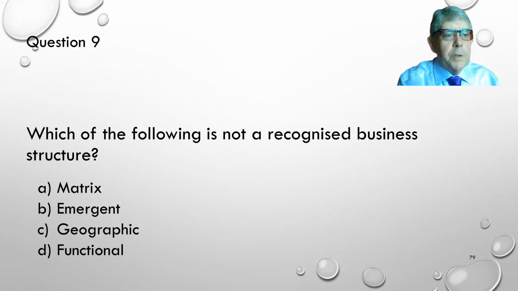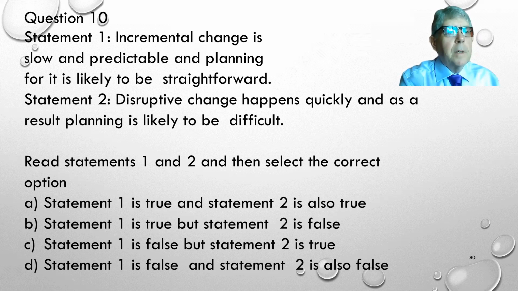Question 9. Which of the following is not a recognised business structure? A, matrix, B, emergent, C, geographic, D, functional. Question 10. Statement 1: Incremental change is slow and predictable, and planning for it is likely to be straightforward. Statement 2: Disruptive change happens quickly, and as a result, planning is likely to be difficult. Read statements 1 and 2 and then select the correct option.